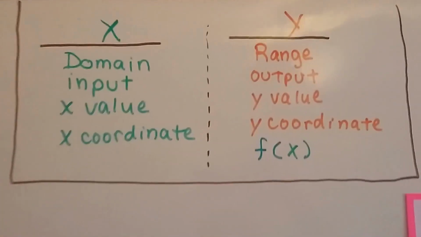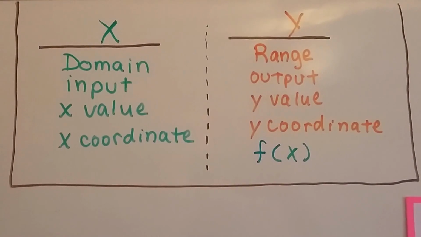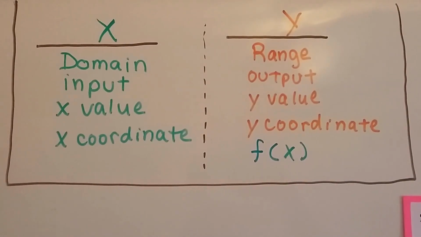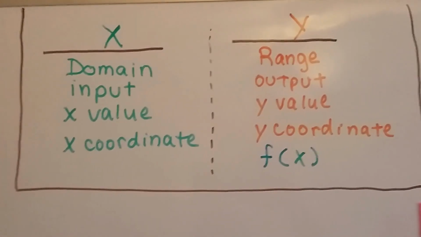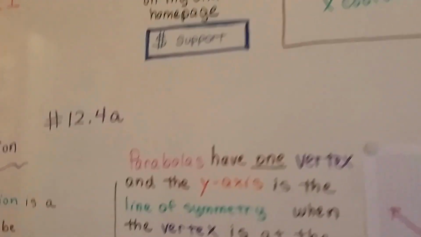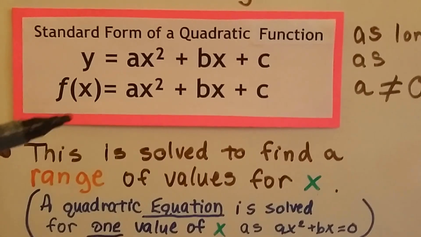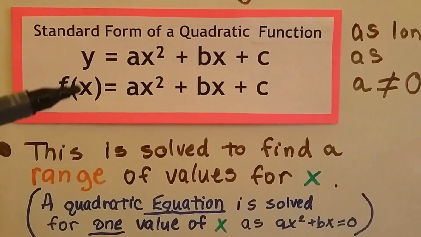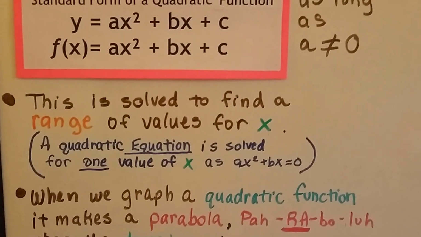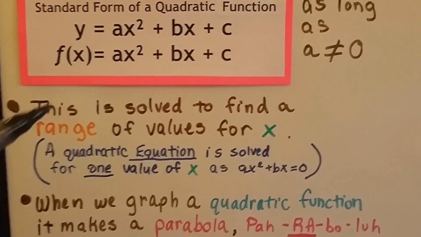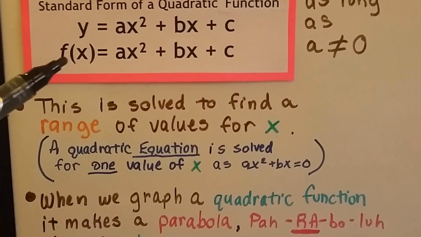So here's what I want you to check out. You might want to write this down. X is the domain, the input, the x value, that x coordinate. Y is the range, the output, the y value, the y coordinate, or the function of x. So we can make a function table like we did before with linear equations and linear functions, and we can say that that is the y, the output, see? And this is solved to find a range of values for x. So x could be a whole set of answers.